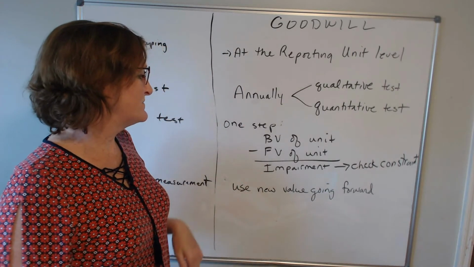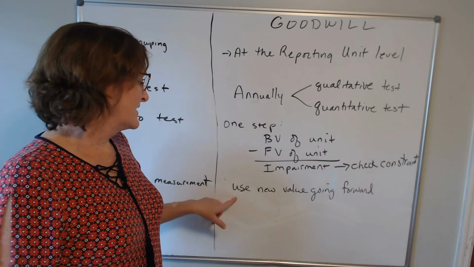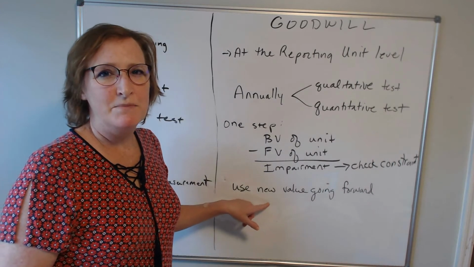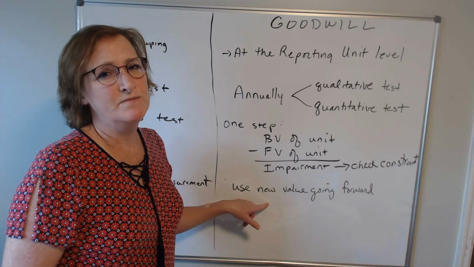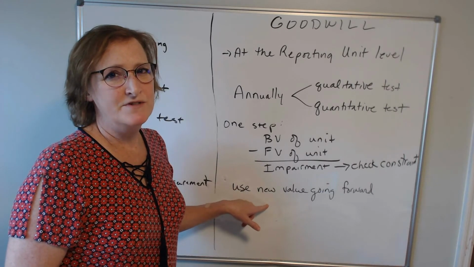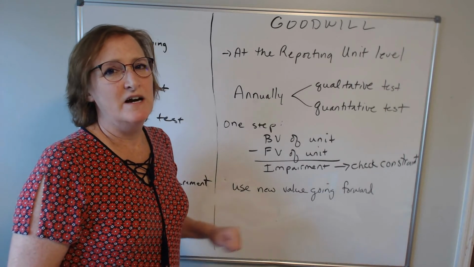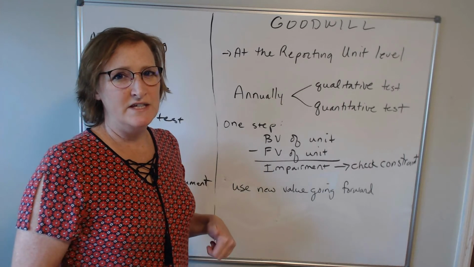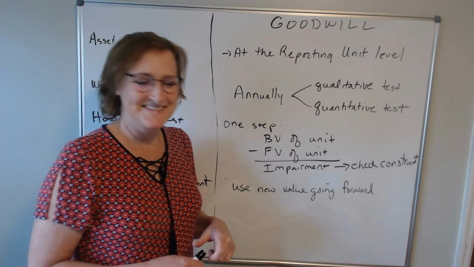There's our four steps. And again, US GAAP does not allow you to revalue goodwill, but IFRS does to some extent. All right, so let's take a look at our calculations and see this in action.